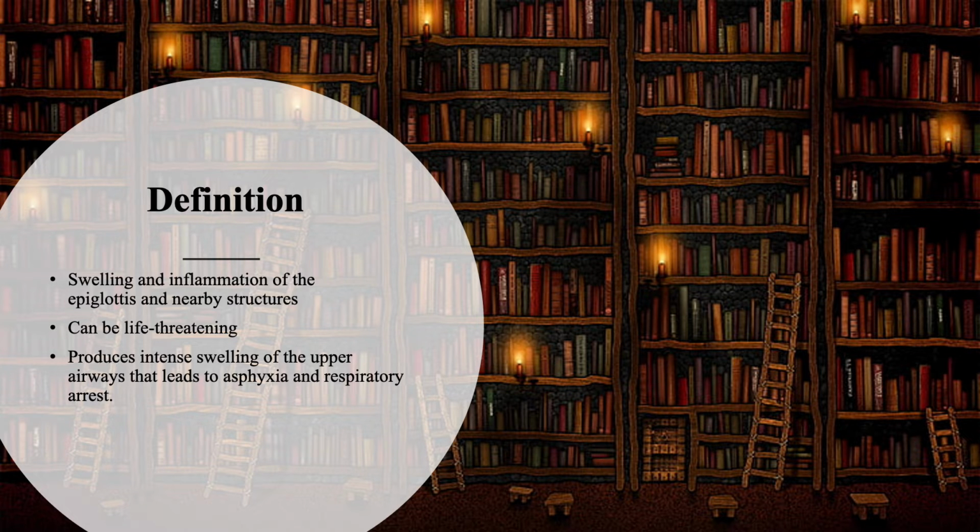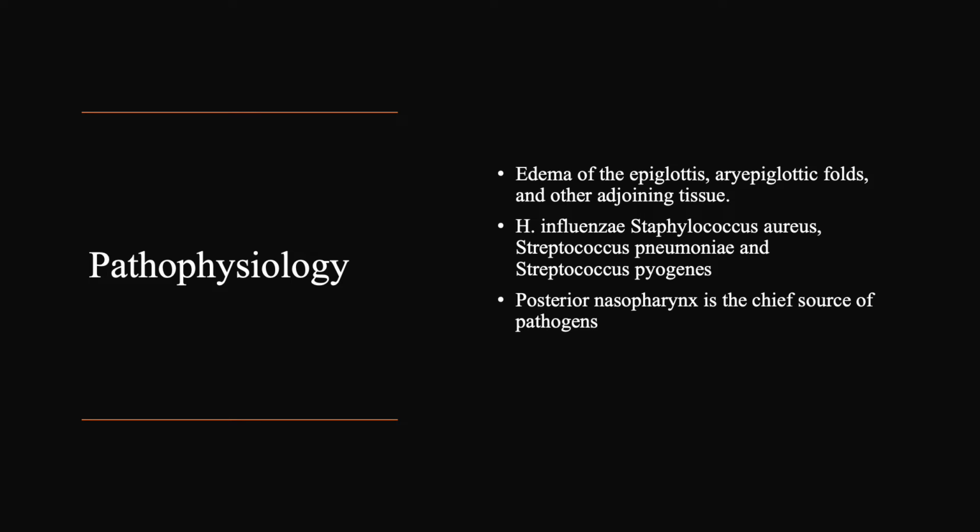Epiglottitis occurs when there is swelling and inflammation of the epiglottis and nearby structures. This condition is a life-threatening infection that produces intense swelling of the upper airways that leads to asphyxia and respiratory arrest. Edema of the epiglottis, the aryepiglottic folds, and other adjoining tissues.